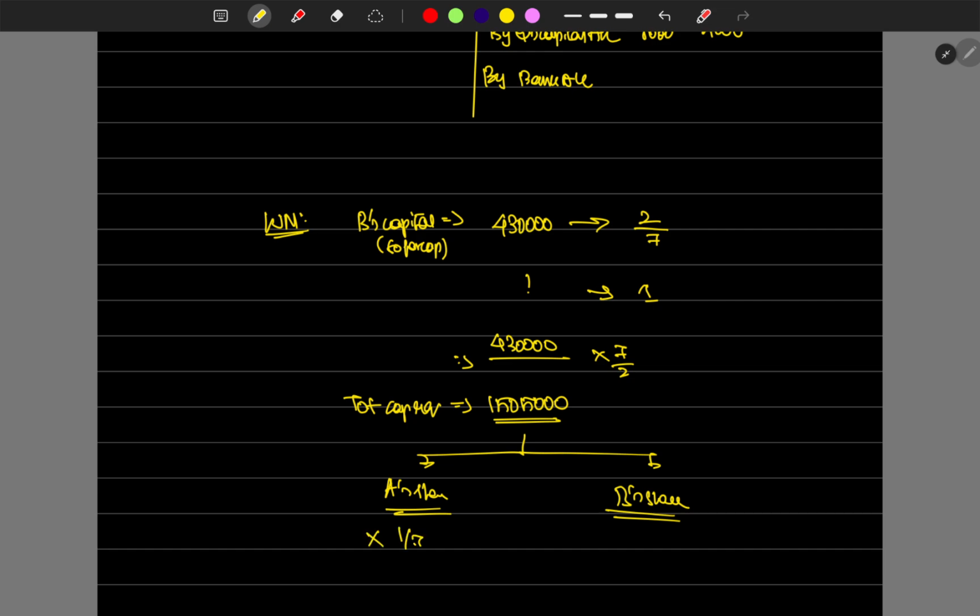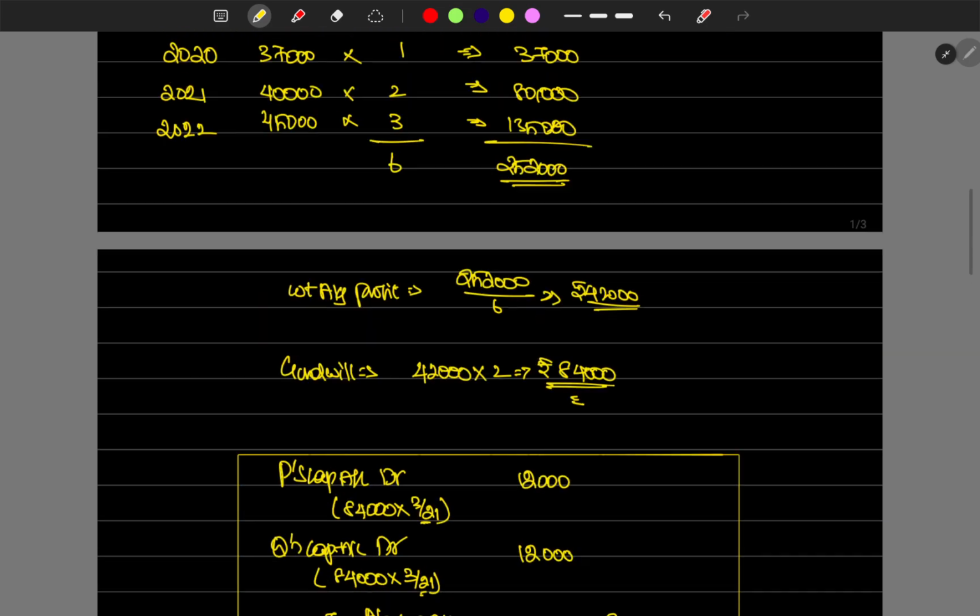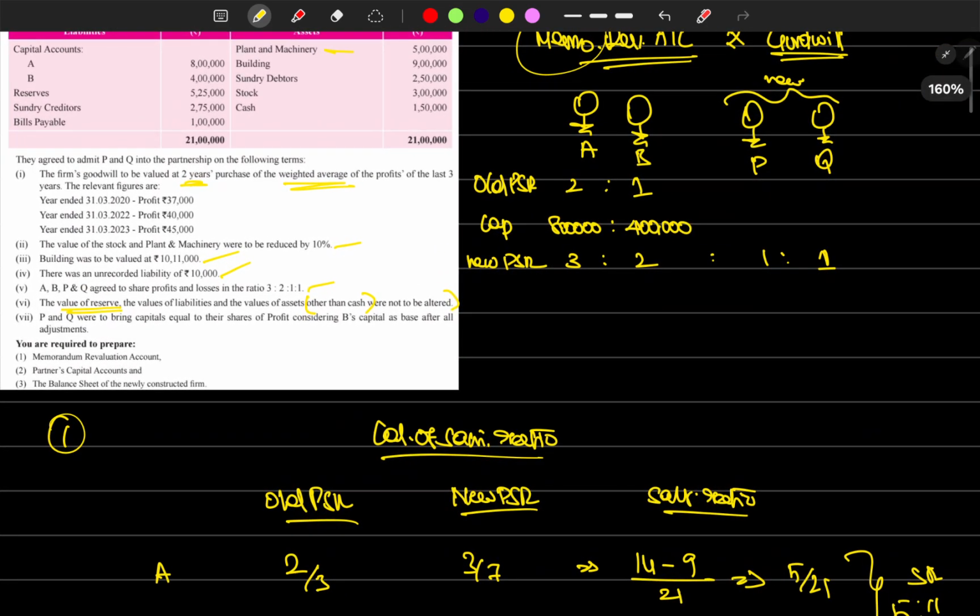Into 1/7, right? This will be 7, which is 2,50,000 is the capital of A, 2,50,000 is the capital of B. Okay, we found that 2,15,000 is the capital. And let's see what they have given in the questions.